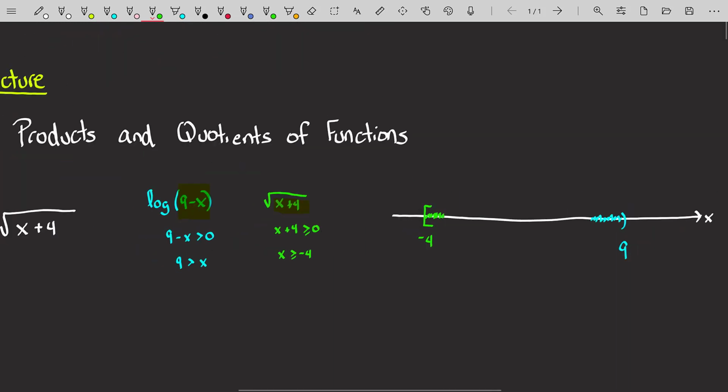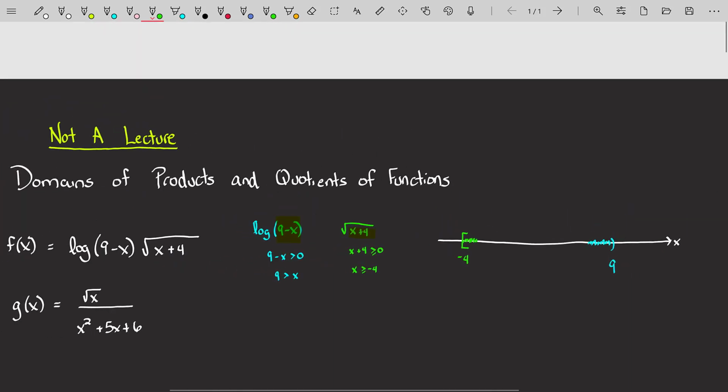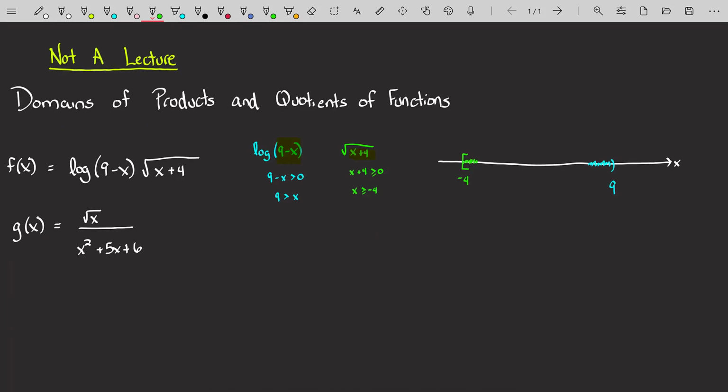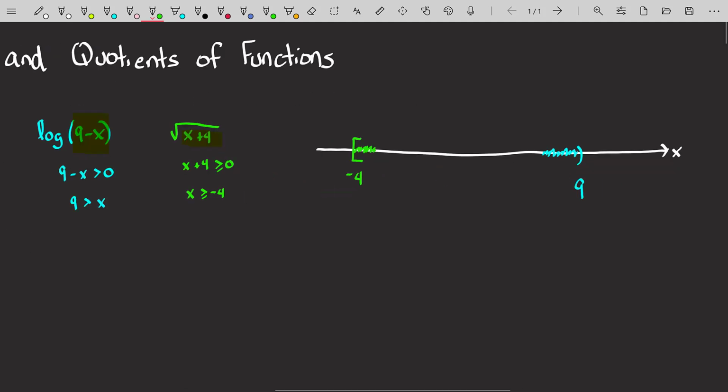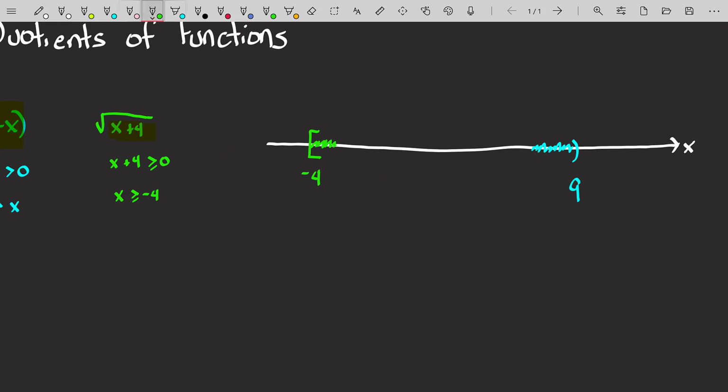And therefore the domain of f of x, which is the log of 9 minus x times the square root of x plus 4, is the intersection of those domains, basically all the restrictions put together. So I'll go ahead and just draw out that domain here by shading this number line all the way over to the right. And you should be familiar at this point with interval notation. If you need a review of that, that's a different video.